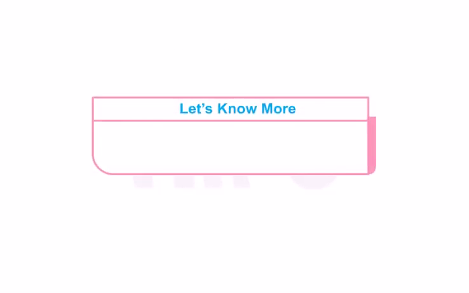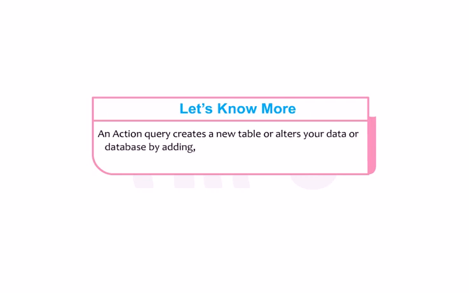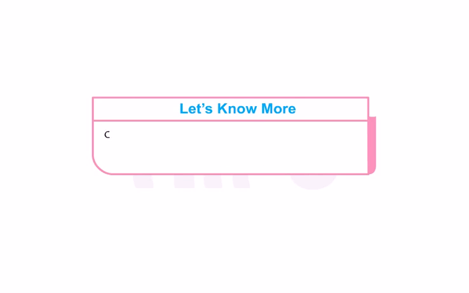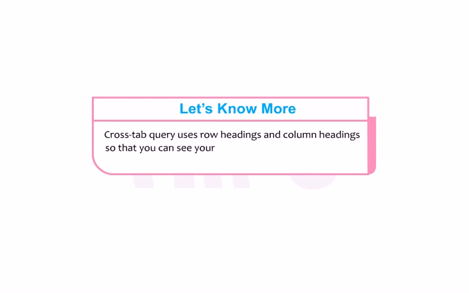Okay, let us know something more. An action query creates a new table or alters your data or database by adding, deleting, updating, and appending data to it. A cross-tab query uses row headings and column headings so that you can see your data in terms of two categories at once.